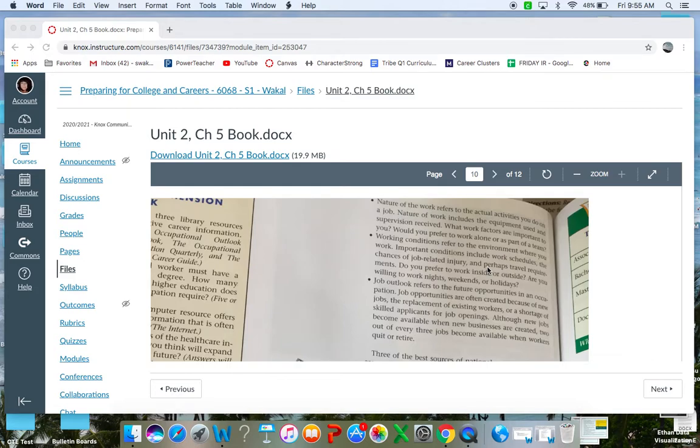Okay, the next section is working conditions. These refer to the environment where you work. Important conditions include work schedules, the chances of job-related injury, and perhaps travel requirements. Do you prefer to work inside or outside? Are you willing to work nights, weekends, or holidays?